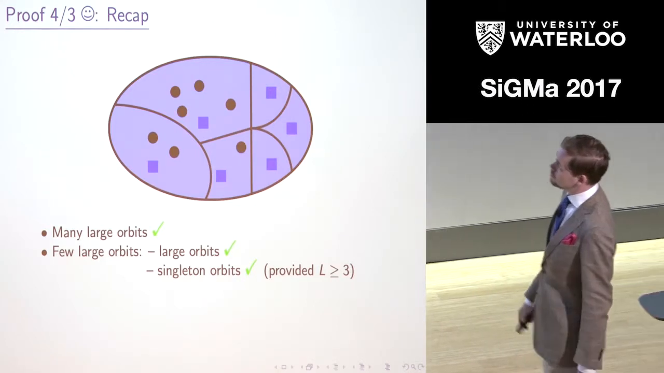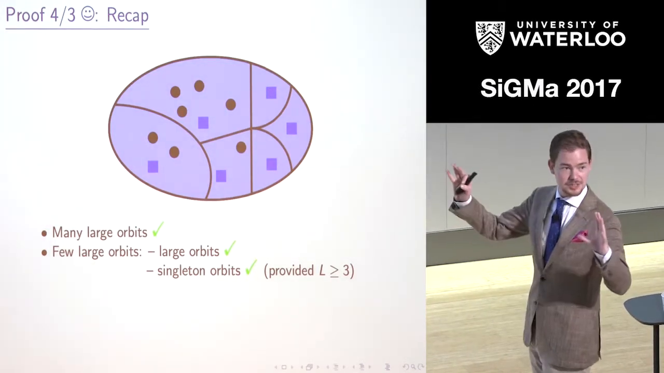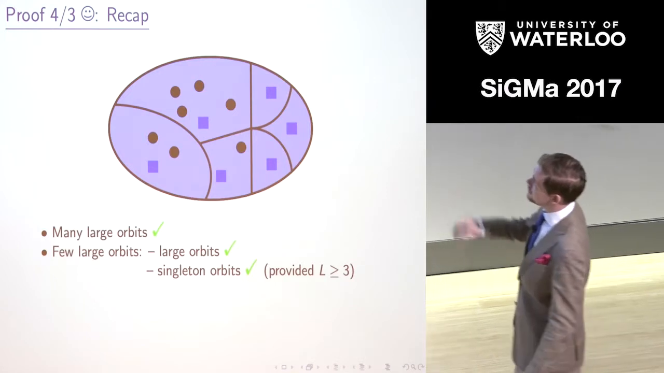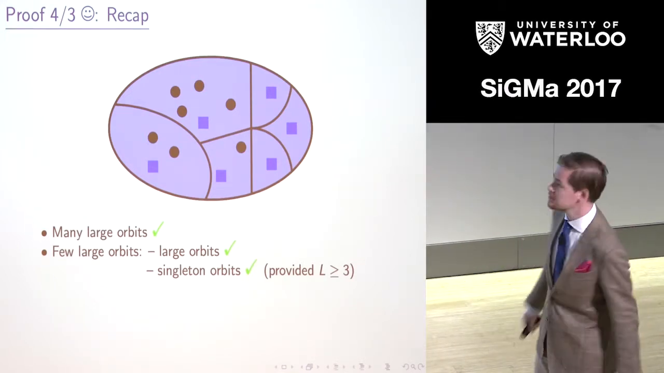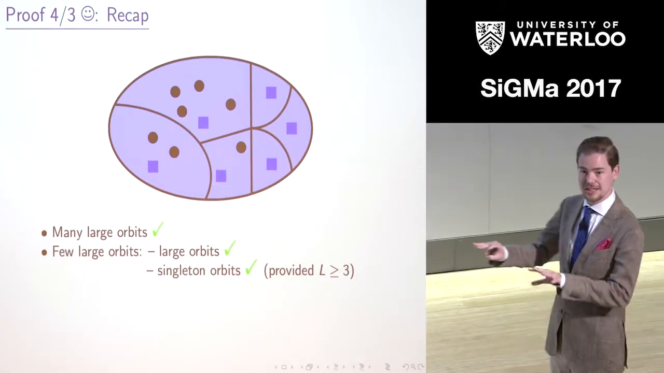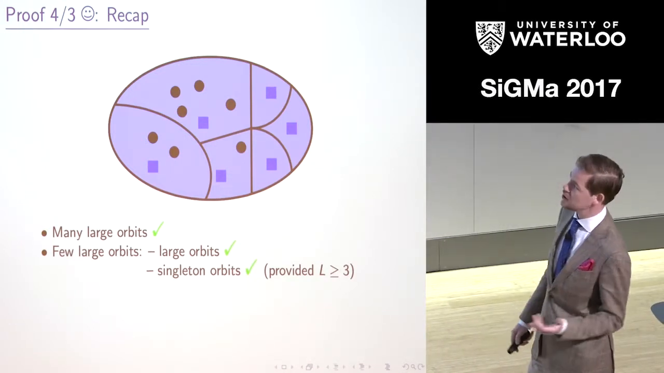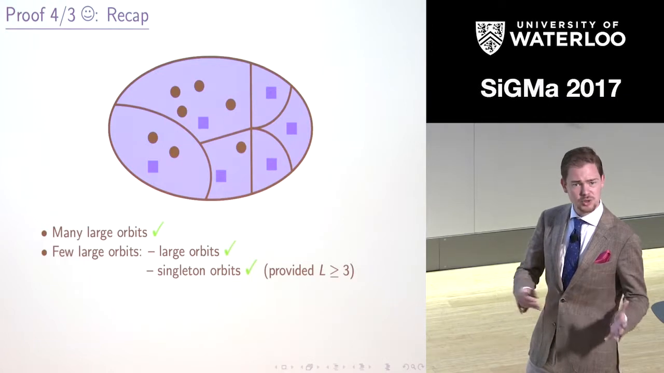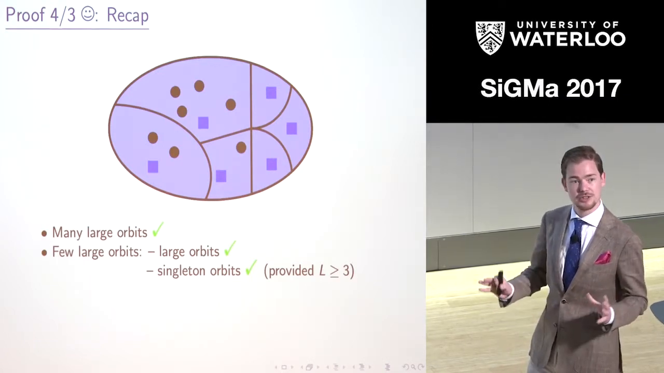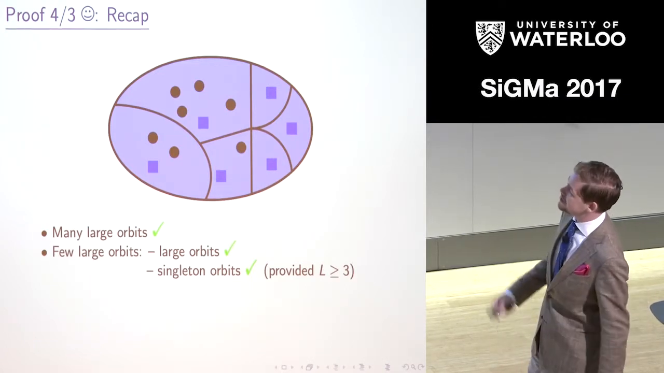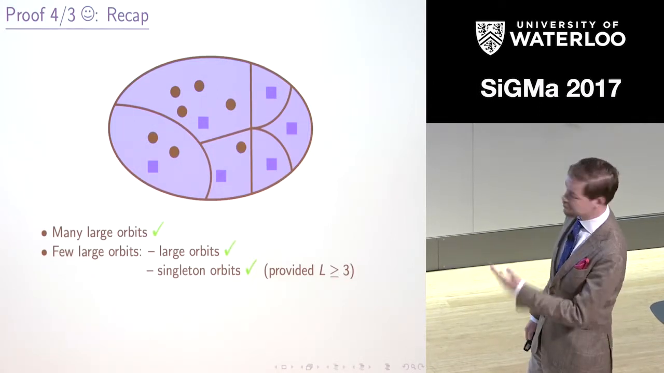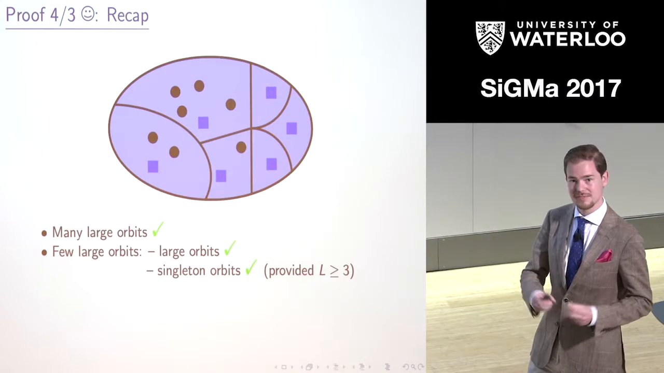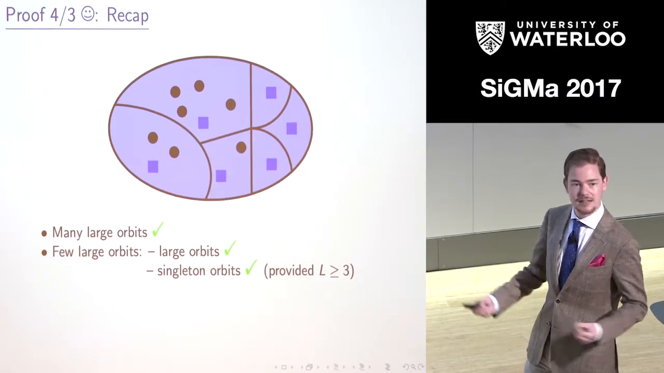All right, so what did we do? We have this large Johnson graph. We have a stable set there. If there are many large orbits in this stable set, then we're done. We can just select subsets. If there are few large orbits, then the large orbits are not very interesting because there are just few of them. And the singleton orbits we can handle as well, provided, again, that the length of the support is at least 3.